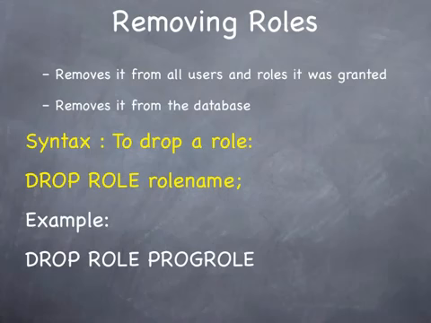Here you're looking at the command to drop a role. The syntax to drop a role is drop role role name. When you drop a role, its definition is dropped from the database, and all the users who had the role will no longer hold the privileges that were contained in the role. In the example, drop role progrole, the role called progrole is being dropped.